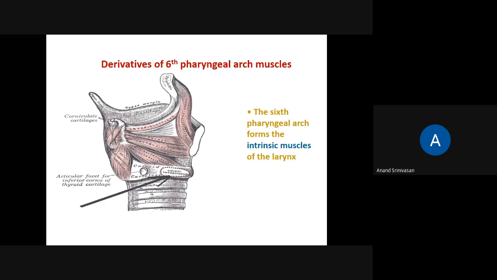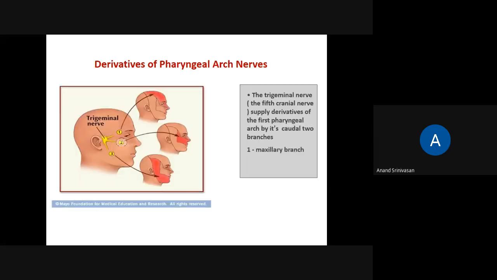From the sixth pharyngeal arch, it is the intrinsic muscles of the larynx. You know, there are many laryngeal muscles, so they arise from the sixth pharyngeal arch. The corresponding nerves will be supplying each arch.